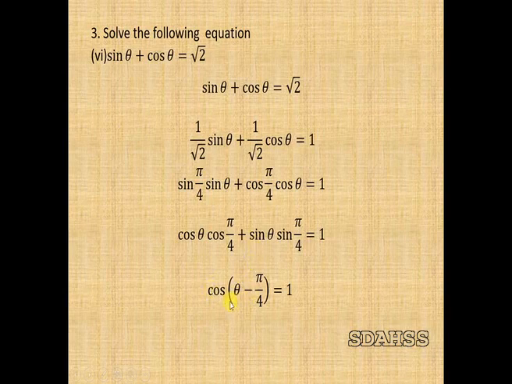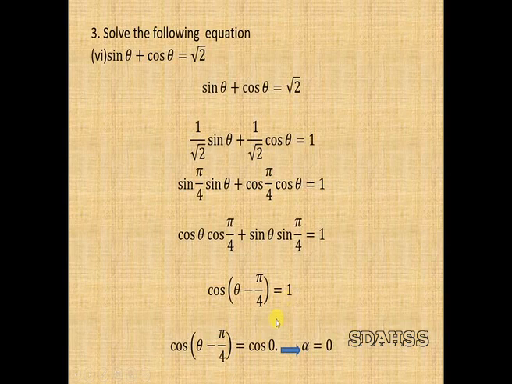So this can be written as cos(theta - pi/4) = 1. Then cos(theta - pi/4) is equal to, here we know that cos 0 is 1. So in the place of 1 we have to write cos 0. Now this is of the form cos theta = cos alpha. So here alpha is equal to 0.